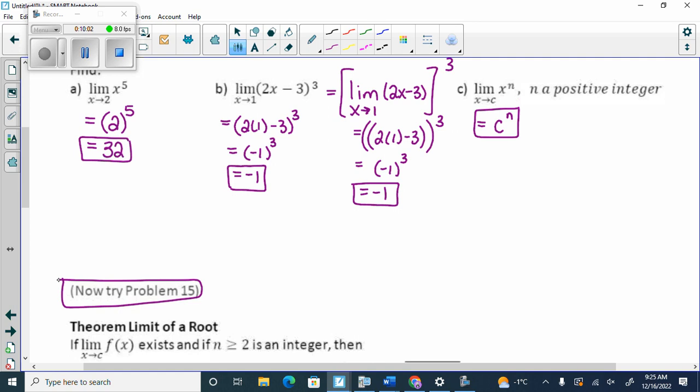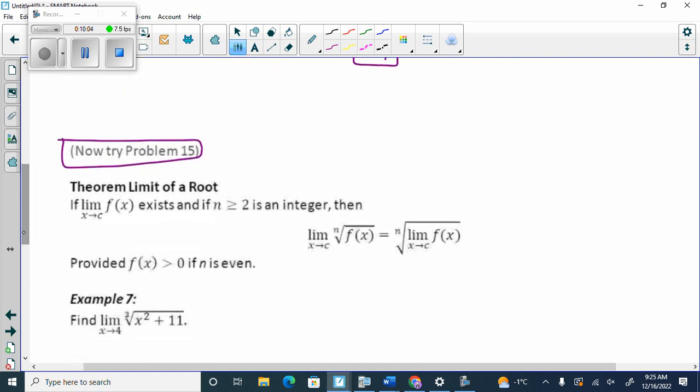So here it says theorem, limit of a root. If the limit as x approaches c of f of x exists and n greater than 2 is an integer, then the limit as x approaches c of the square root, or nth root, of f of x equals the nth root of the entire limit. So it's the same thing. When you have an exponent, you can do the whole limit to that exponent. When you have a root, whether it's square, cube, or fourth root, you can do the whole limit and then take the root of it.